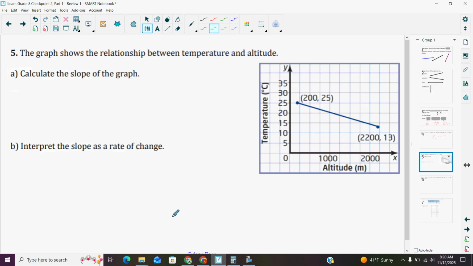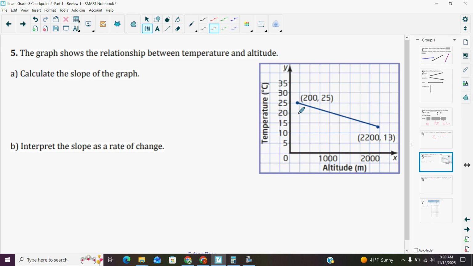Skipping ahead to number 5. Number 5 gives us a graph. Notice on the x-axis, we have the altitude measured in meters. On the y-axis, we're given temperature measured in degrees Celsius. We are given a line. We're told the 2 endpoints of that line. Part A asks us to calculate the slope of the graph. Find the slope of the graph.